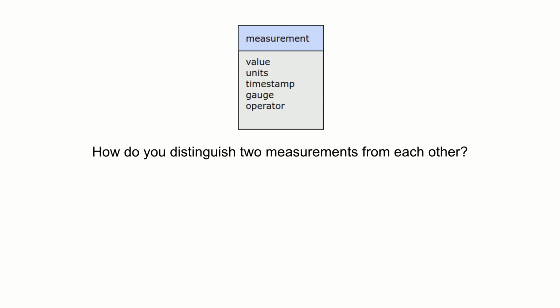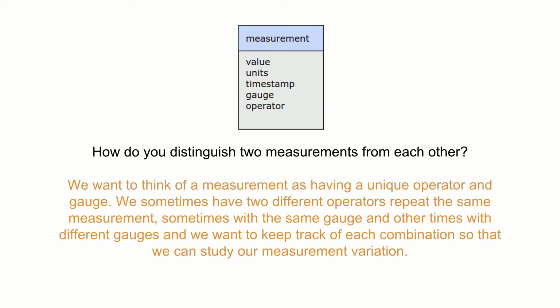Let's suppose the answer like this. We want to think of a measurement as having a unique operator and gauge. We sometimes have two different operators repeat the same measurement, sometimes with the same gauge and other times with different gauges, and we want to keep track of each combination so that we can study our measurement variation.